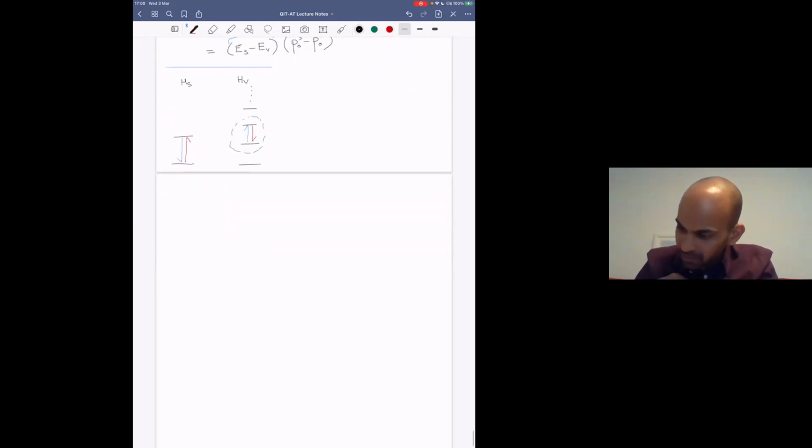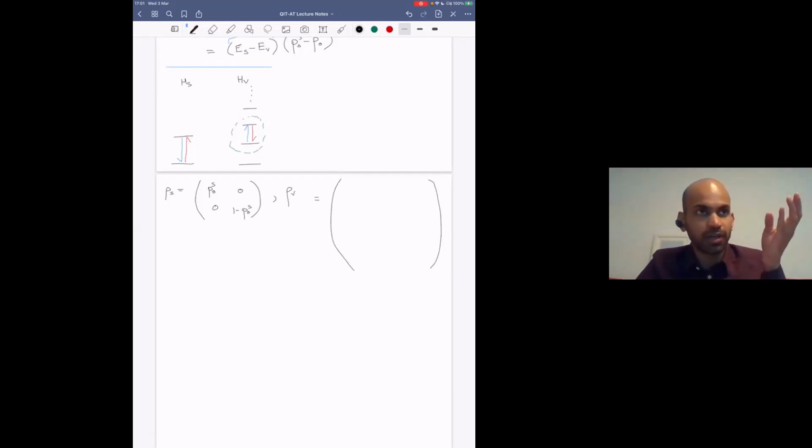Now we have to be a bit more careful here because the density matrix of V is in general more complicated. So rho S is still going to be P0S, 1 minus P0S, 0, 0. But rho V now is going to be of the following form. I'm going to take a block diagonal with respect to the virtual qubit that we have.